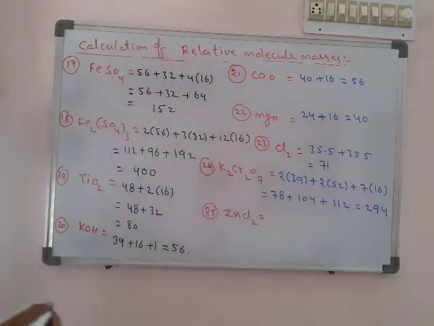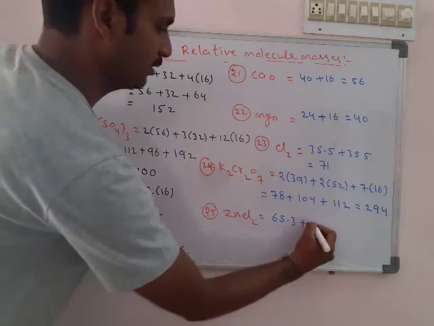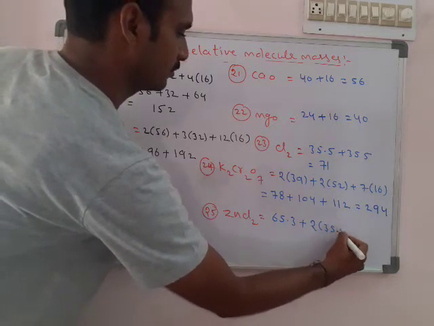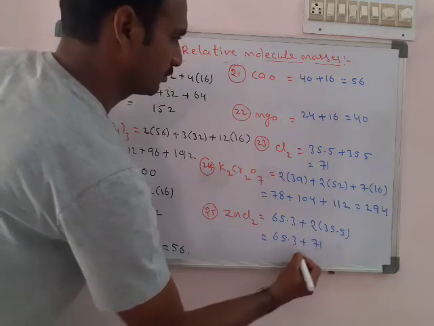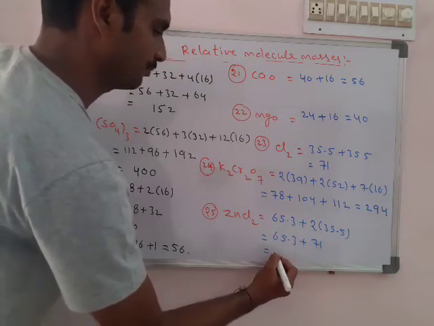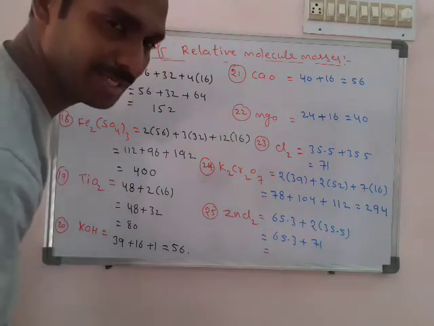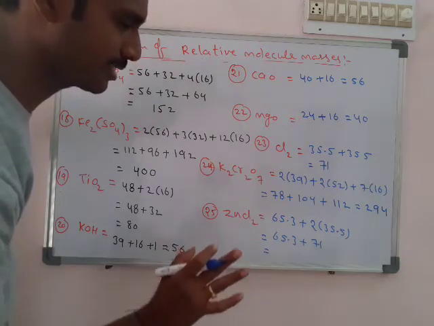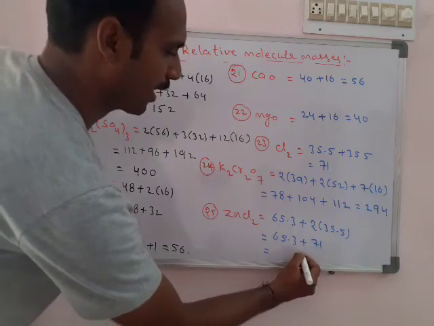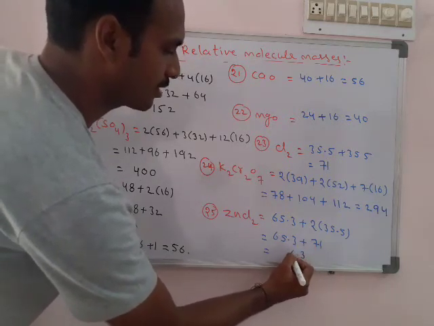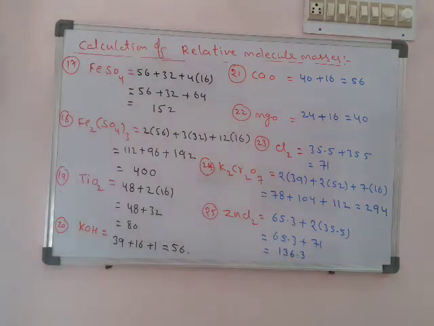Okay, like ZnCl2. What is the Zn atomic weight? 65.3. Cl2 means how much will you get? Okay, 0.3. So sometimes this 0.3 can be neglected in some calculations, but we are taking it as 0.3. Okay, 70 is 6, 5, 1. This is 0.3, 5, 1, 6, 7, 136.3.